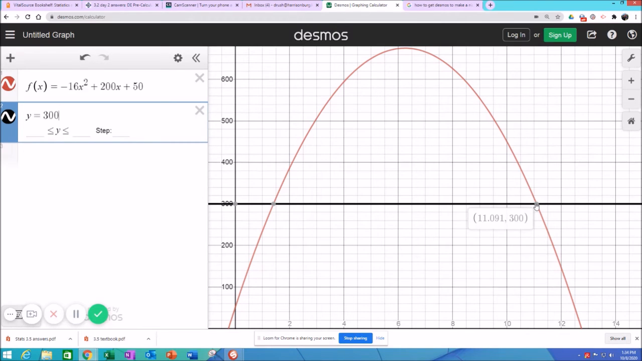Next, part D says, after how many seconds will the rocket hit the ground? Okay, so by looking at this, it'll hit the ground when our height, right, our height is the y, when our height is at 0. So it'll hit the ground right here. Okay, so after 12.745 seconds, it will hit the ground. Okay, and that is the end of the homework.